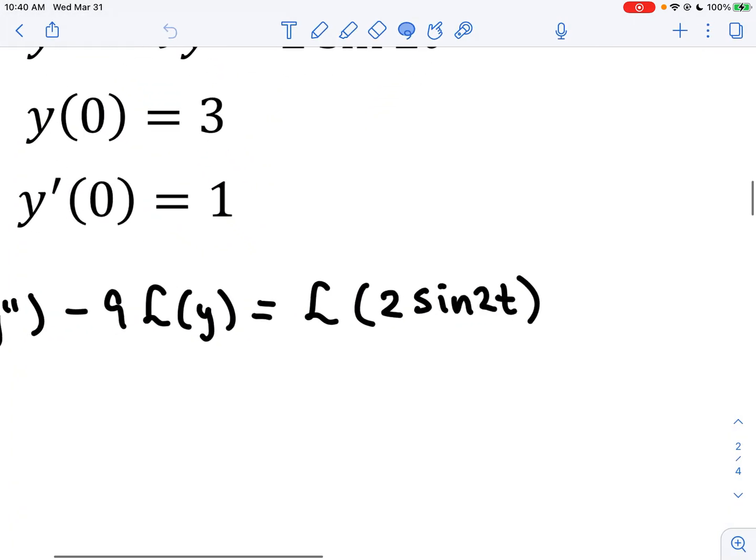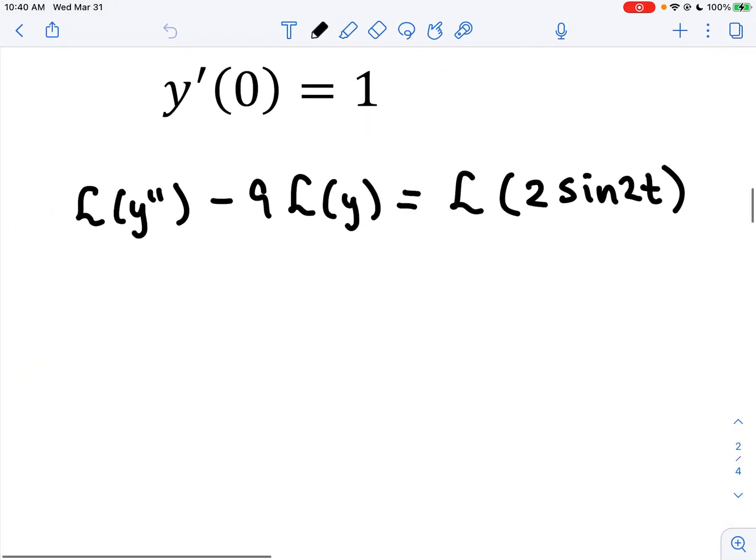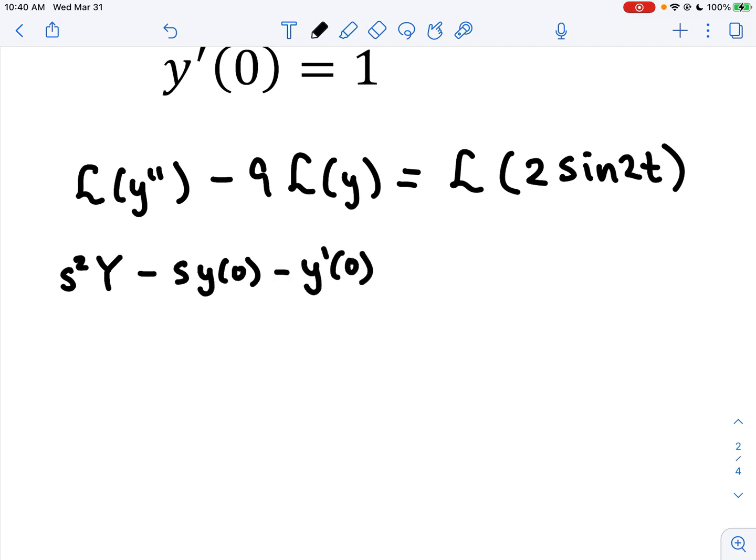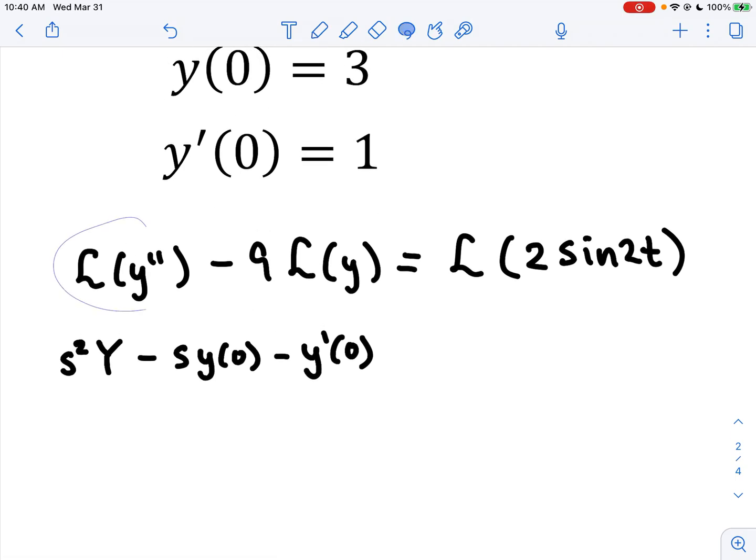We're using y instead of f. So we have the second derivative. It's going to give us s squared times the Laplace transform of y. So s squared, capital Y, minus s times little y of 0, and then minus y prime of 0. And that is the Laplace transform of a second derivative. Now we're going to do this next part here, minus 9 times the Laplace transform of y. So that's just minus 9 times capital Y.